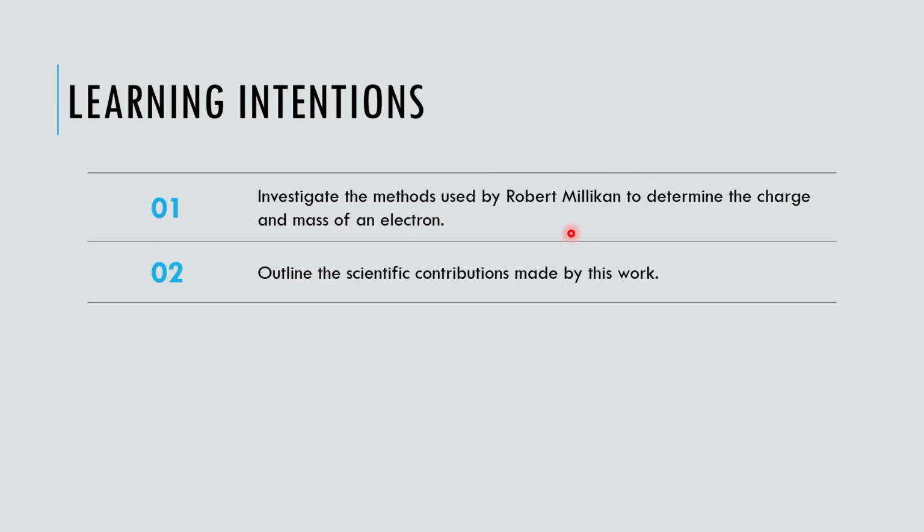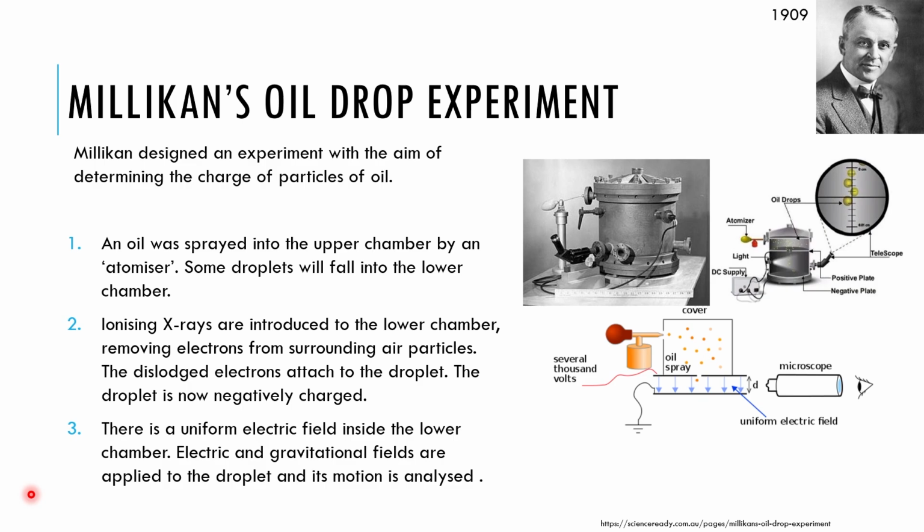And we're going to be looking at Robert Millikan's oil drop experiment and the methods that he used to figure out the charge and the mass of the electron. And once we've done that, we're also going to be outlining the contributions made by his work. Millikan conducted an experiment with the aim of determining the charges of particles of oil. Once he knew the charges of particles of oil, he was hoping that he could figure out the charge of an electron and use Thomson's mass to charge ratio to figure out its mass as well.